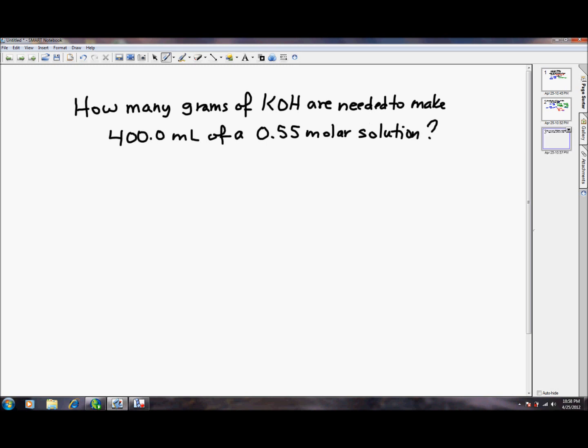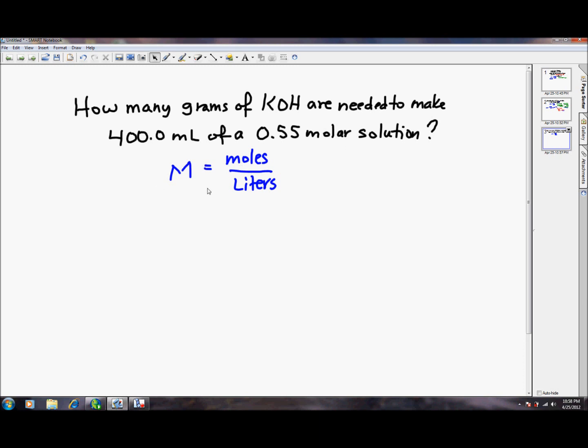Okay, this is the other common form, if you will, of the problem. How many grams of KOH are needed to make 400 milliliters of a 0.55 molar solution? Alright, let's see what's provided to us in the problem. We have a volume, but it's in milliliters, not liters, so we'll have to convert. And then we have 0.55 molar. Well, where does that go? Here.